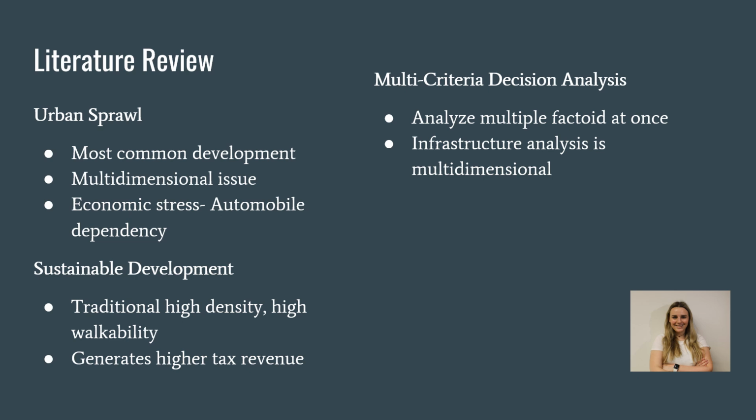So the last thing that we found is multi-criteria decision analysis. So it's analyzing multiple factors at once. And like I said, going back to urban sprawl and sustainable development, they're multi-dimensional issues. There's so many factors playing into it. And so being able to analyze them all at once in a multi-criteria decision analysis, you get to input everything. And so infrastructure analysis is also multidimensional. So when putting together urban sprawl, infrastructure analysis and sustainable development to understand these things, using multi-criteria analysis is a very important aspect.